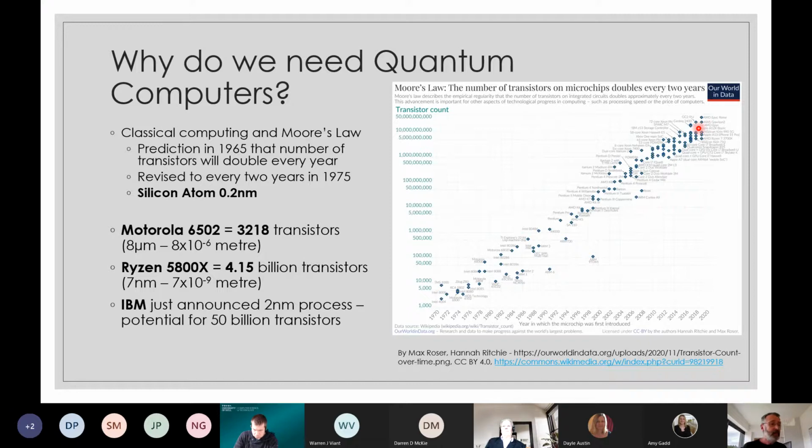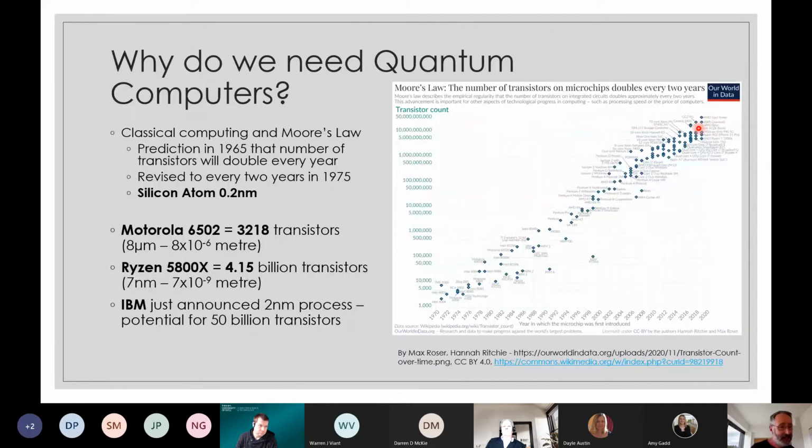Now, microns are 8 times 10 to the minus 6. Nanos are basically 10 to the minus 9. So you've had that 1,000-fold decrease in size, which has resulted in 1,000 squared, basically a 1,000,000-fold increase in transistors. So it fits in nicely with Moore's law.